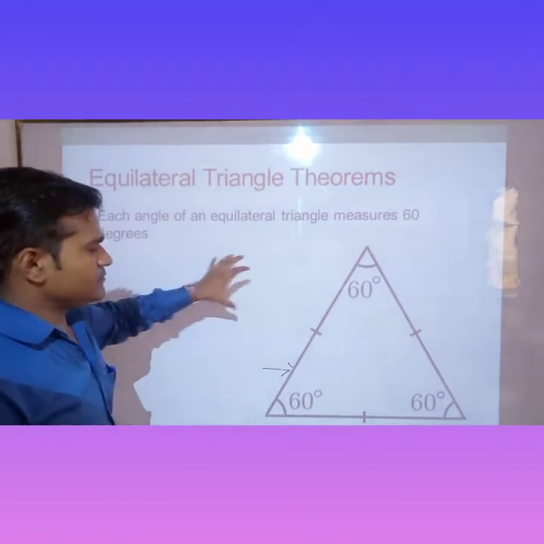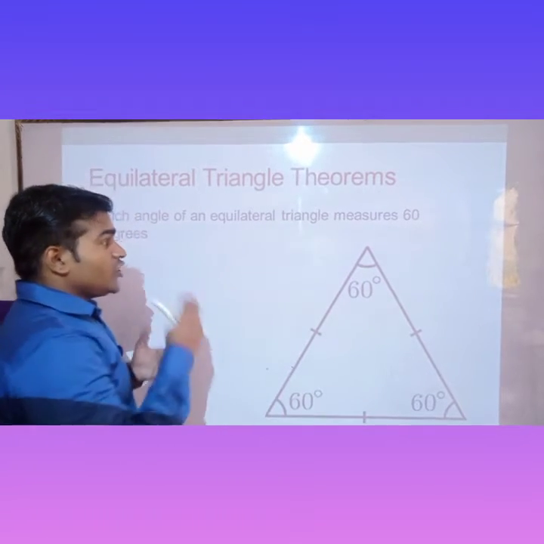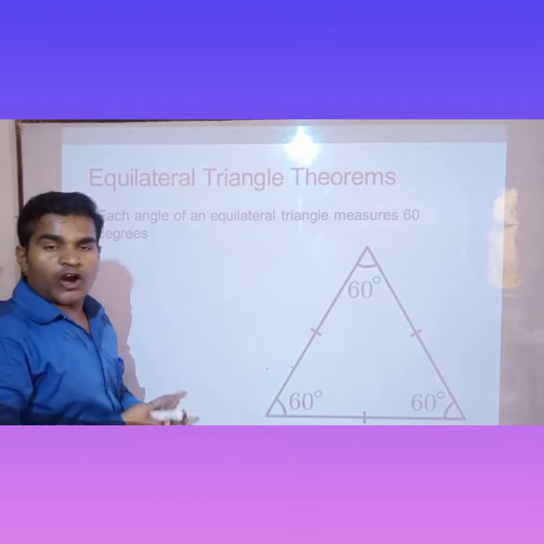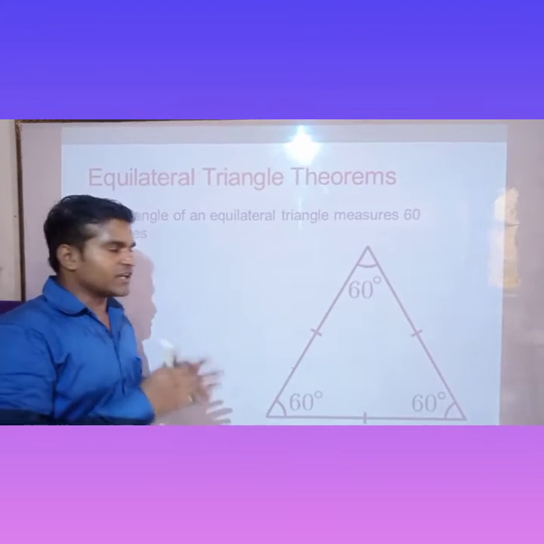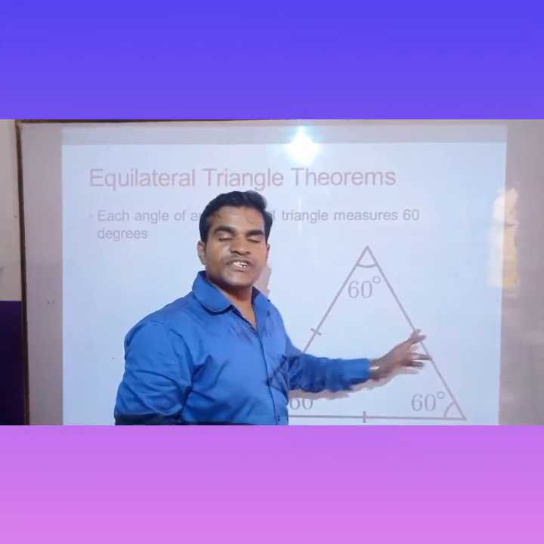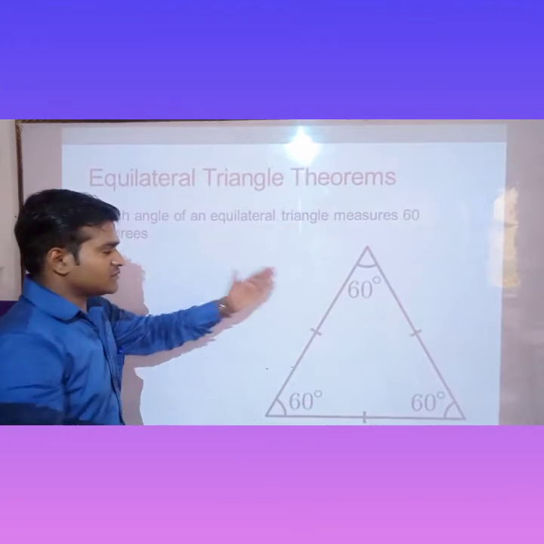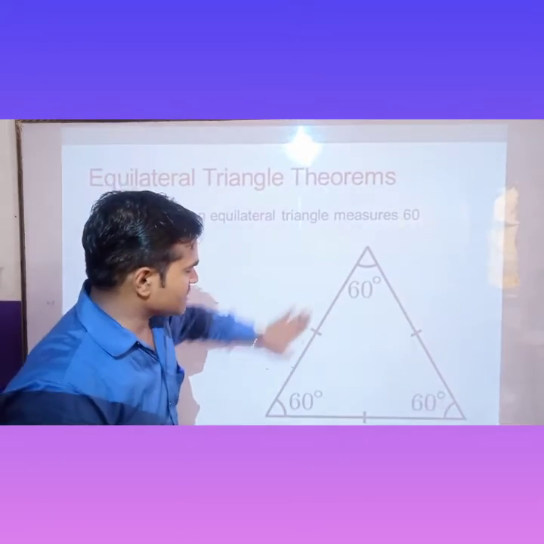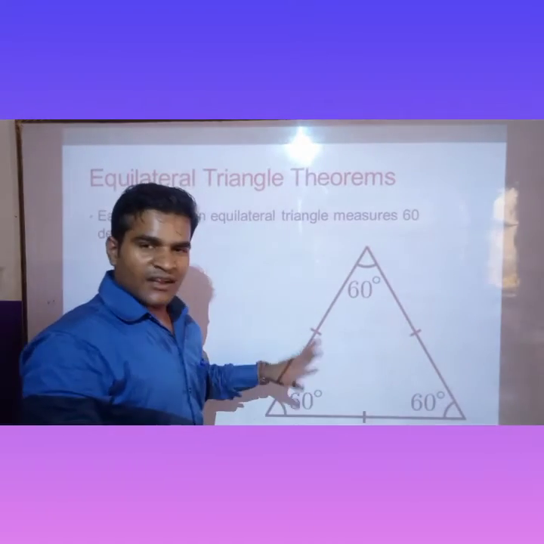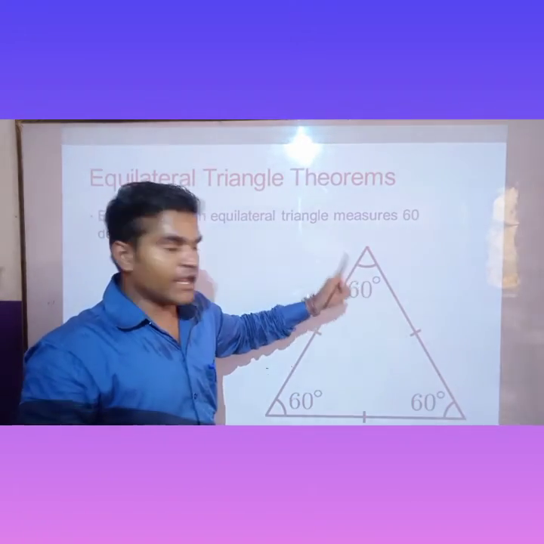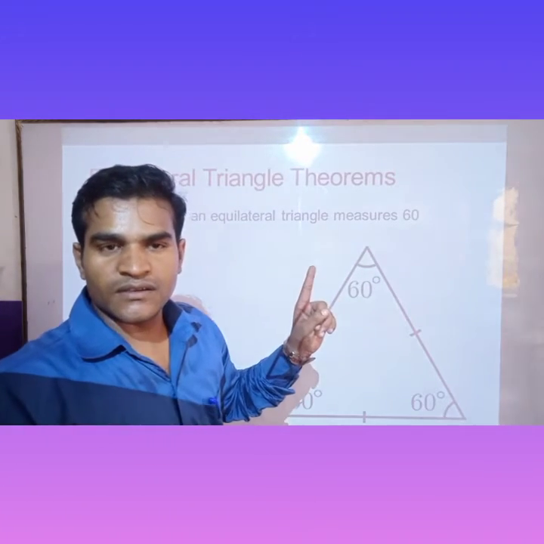Students, some important points for the equilateral triangle. Children, if we measure each angle of an equilateral triangle, the measure of each angle is 60 degrees. Its length may change. The length of the sides may be 5 centimeter, 5 centimeter, 5 centimeter, or 8 and 8, or 10, but the angle will not change. Each angle of an equilateral triangle is always 60 degrees.